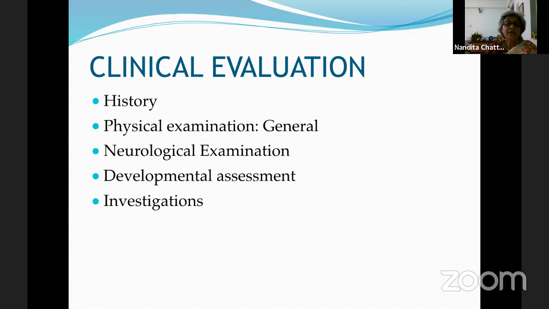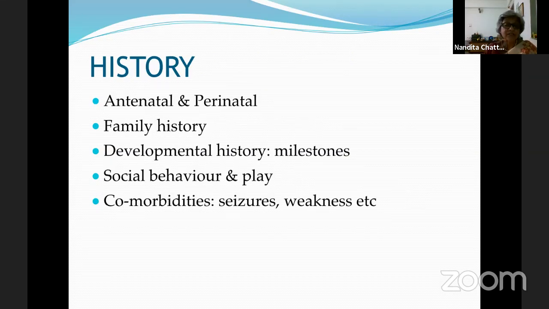Next slide. So a detailed developmental assessment goes with history taking, general physical examination, neurological examination, developmental assessment, and investigations if required. I will not go into details, but in history, remember antenatal and perinatal history is very important. I will only highlight the major points that you must hit on while taking a developmental history. Family history is important; some problem may be running in the family. The developmental history and milestones, I'll come to it, how you need to ask and what the things are that you will need to ask. The social behavior and play in the baby. Are there any comorbidities like seizures or weakness? We need to ask about those.